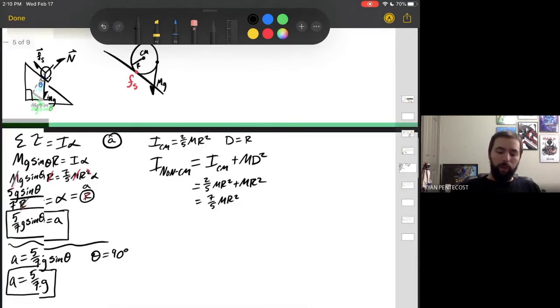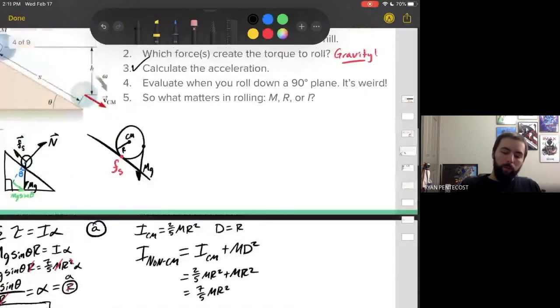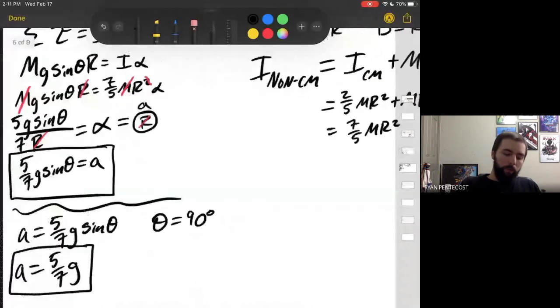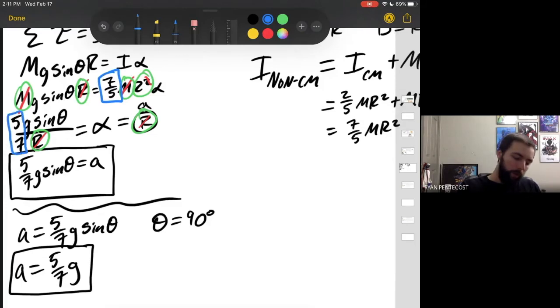Now, what matters in rolling? Your mass, your radius, or your moment of inertia. So if we look over here, the mass and the radius all got canceled. We've got mass here, radius here, mass here, radius here, radius there, radius there. They all get canceled away. But what is really important here is the 7/5, that fraction. That stuck around the entire time, and that is actually the thing that mattered the most once we got down to it. So your moment of inertia is what's going to be the most important here.